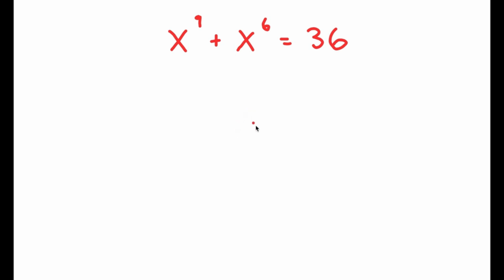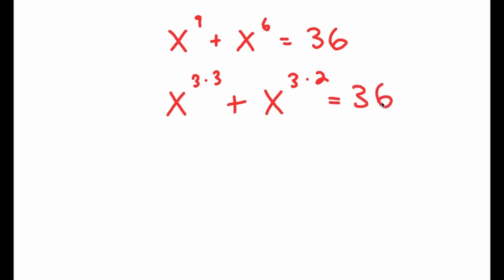Alright, so in this problem, I have x to the power of 9 plus x to the power of 6 is equal to 36. So to solve this, I'm going to first start by rewriting this as x to the power of 3 times 3 plus x to the power of 3 times 2 is equal to 36.